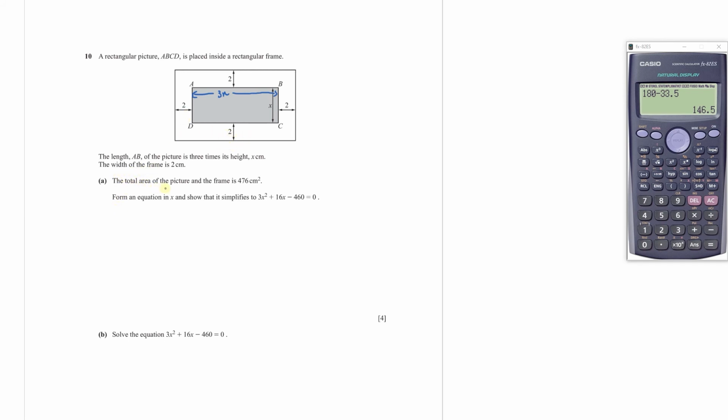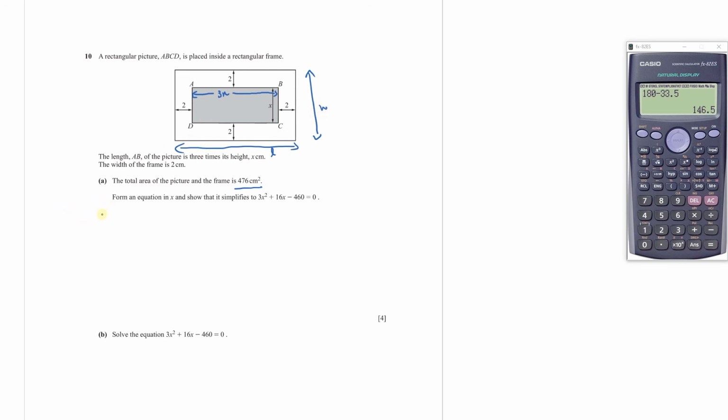The total area of the picture and frame is 476 centimeters squared. Form an equation in x and show that it simplifies to this. So we are given the area of the picture and the frame. So we are given the dimensions. We can simply use the property that the area of the picture and frame will be this width multiplied by this length because it's a rectangle. So the area will be length times width.